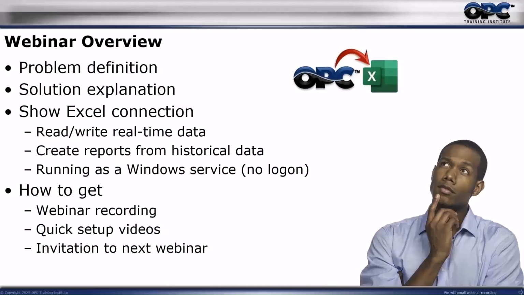We're going to talk about the problem we're trying to solve. I'll explain the solution itself, and then I will show you an Excel connection where I'm reading and writing real-time data. We will also create reports from historical data. I will also show you how to run all of this as a Windows service. Of course, no logon required.